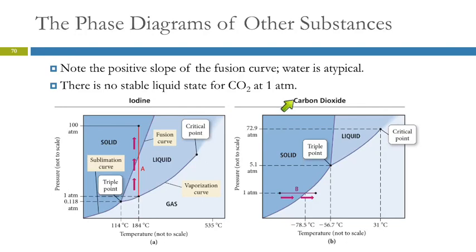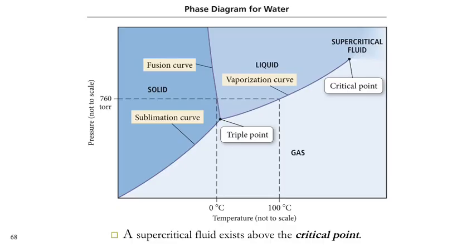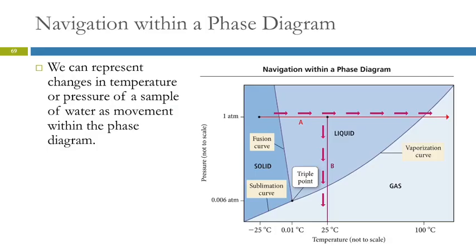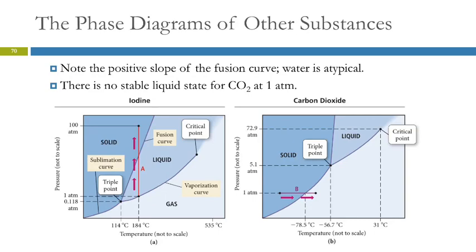Now, carbon dioxide, its critical point is at 31 degrees Celsius. That's much lower than the critical point for water, which is way out here. We looked it up. It's like 340 or something. So out here, critical point for carbon dioxide is at 31 degrees Celsius. And that's at 72.9 atmospheres. That's crazy high pressure.